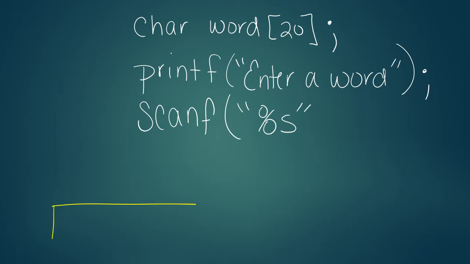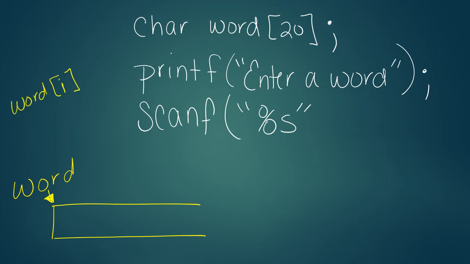Now, this is something to think about, because if this word is a pointer, and the second argument to scanf is a pointer, do you think I need to put the ampersand or not put the ampersand? Keep in mind, word is not a character. Word is a character pointer. Word at any index, that is a character. Word itself is a character pointer.